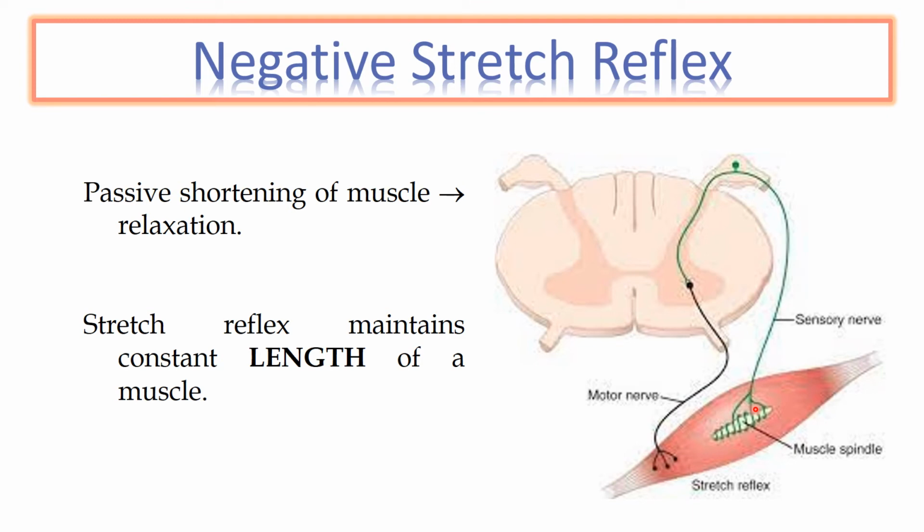The stretch reflex, when you stretch or elongate the muscle, it will respond by contraction. Here is the contrary. When you shorten the muscle, it will respond by relaxation. So, when the muscle is less than its initial length, it will be relaxed to return to its initial length. And when the muscle is stretched more than its initial length, it will contract to return to its initial length. So, either stretch reflex or negative stretch reflex, both of them are responsible for maintaining constant length of the muscle.